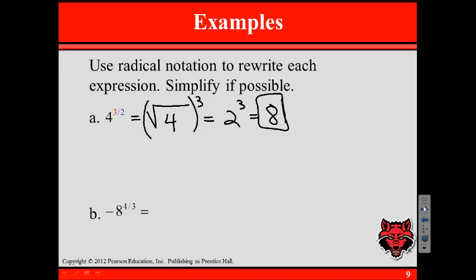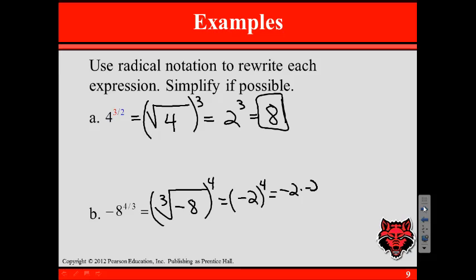Let's try another example. In the next example, we have negative 8 to the 4/3 power. The number in the denominator of the exponent is the index, so the cube root of negative 8, all raised to the 4th power. From before, the cube root of negative 8 is negative 2. Negative 2 to the 4th power, now that means we have 4 factors of negative 2. And when we multiply all of those together, that will give you a positive 16.